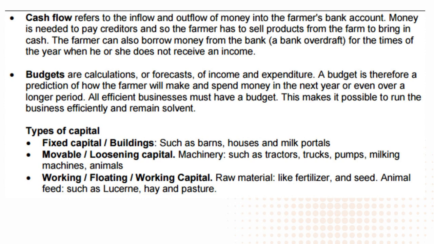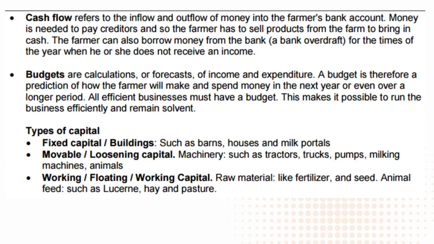Budgets are calculations, or forecasts, of income and expenditure. A budget is therefore a prediction of how the farmer will make and spend money in the next year or even over a longer period. All efficient businesses must have a budget. This makes it possible to run the business efficiently and remain solvent.